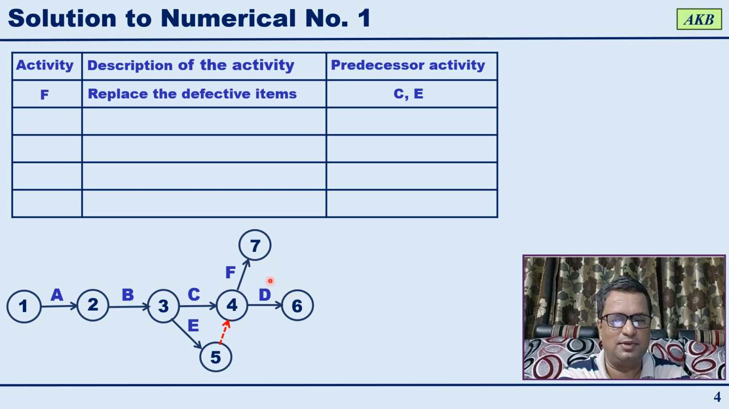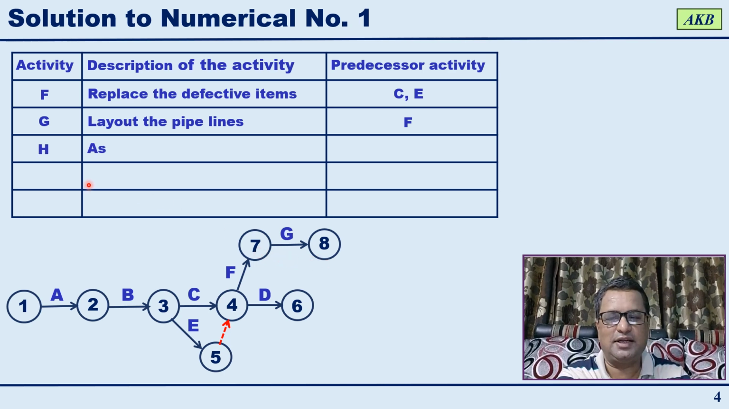Activity F will start at 4 and it will end at 7. If we continue the numbering, after 6, this event will be numbered as 7. Then the next activity in the list is activity G. What is that activity? Lay out the pipelines. For that, the predecessor activity is F, so it is very easy to show. Activity F is completing at event 7, so activity G can start at event 7 and it will get completed at event 8.